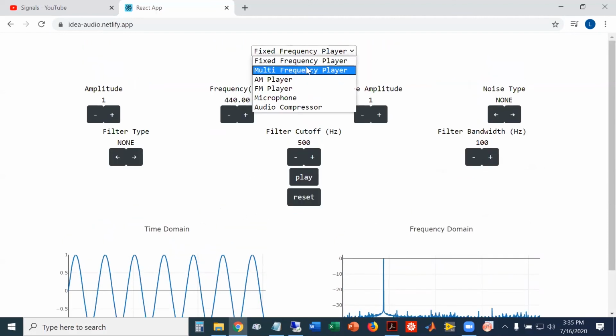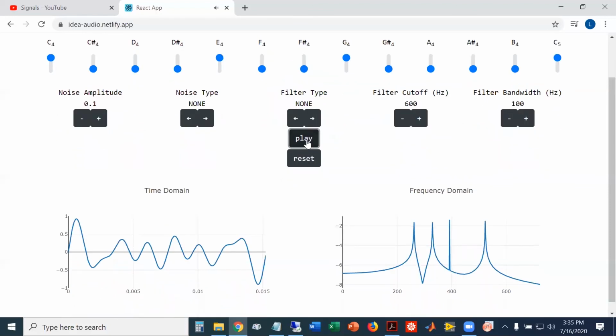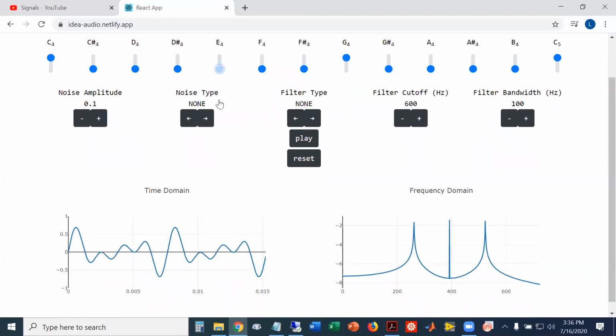The second one to look at is the multi-frequency player. So I'm going to play a note. So this is a chord. I'm pressing these keys on a keyboard or on a piano. Probably a more obvious thing so that you can see what happens when you add harmonics.